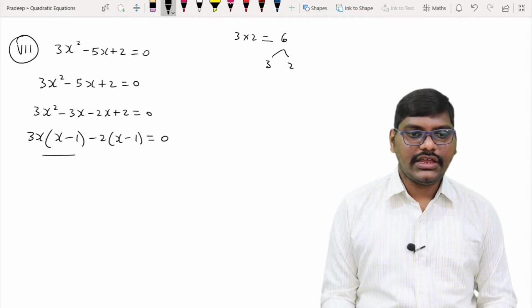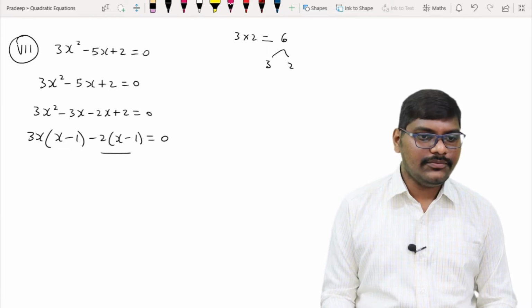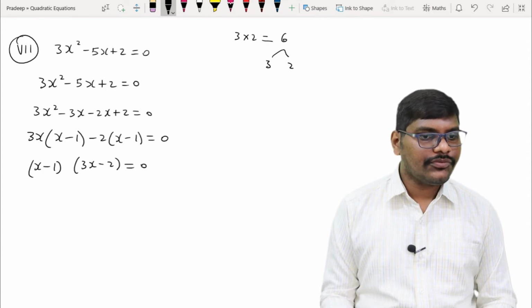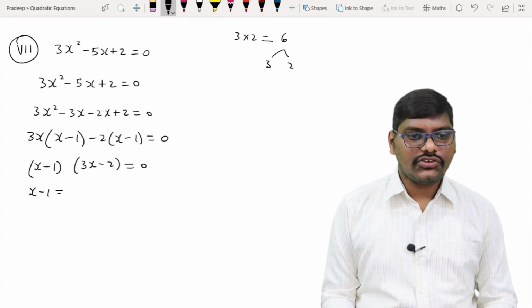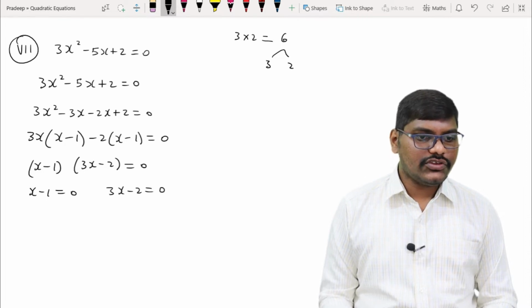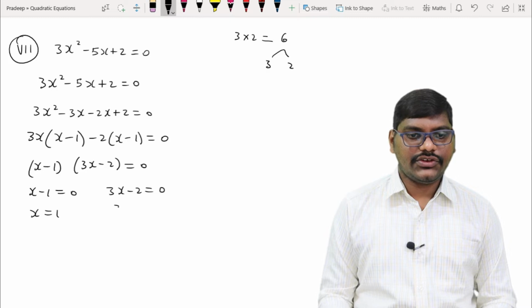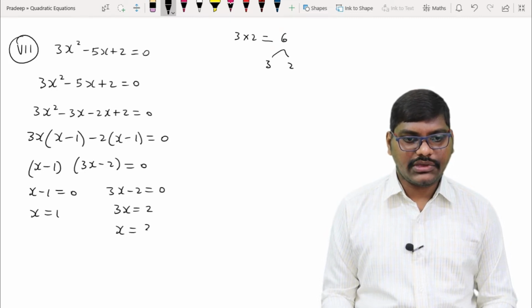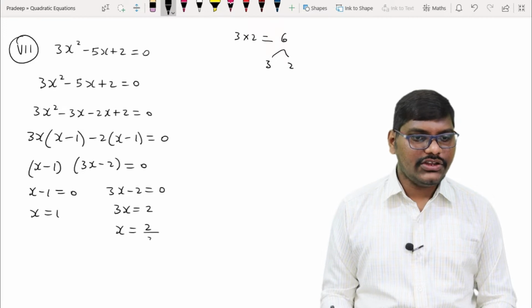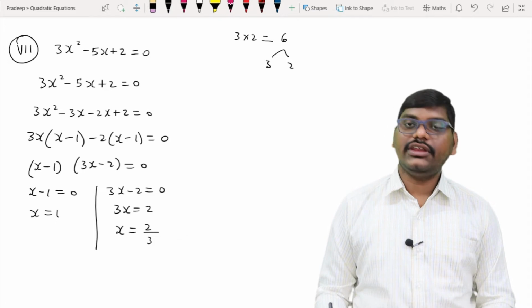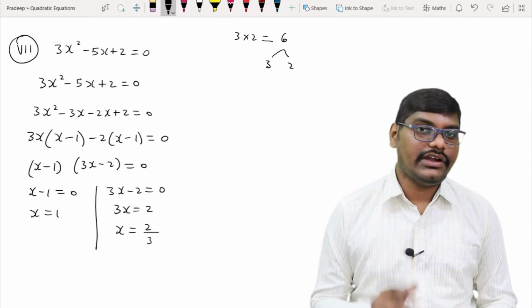From the whole expression I can take x minus 1 common, so I remain with 3x minus 2 equal to 0. So x minus 1 equal to 0 and 3x minus 2 equal to 0. So x equals 1, and 3x equals 2; if I send this 3 to the other side, it becomes 2 by 3. These are the values we got: x equal to 1 and x equal to 2 by 3 are the factors for the given quadratic equation.